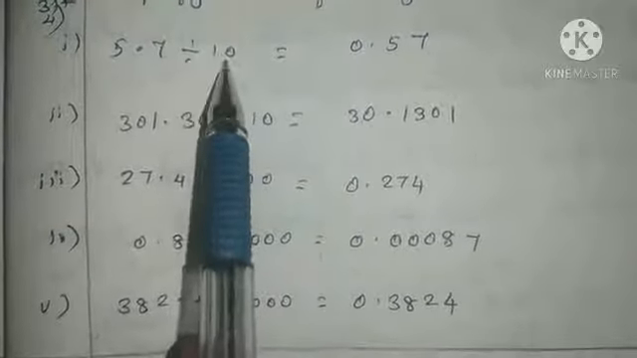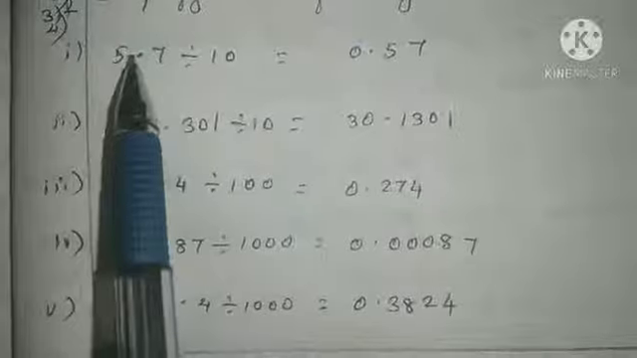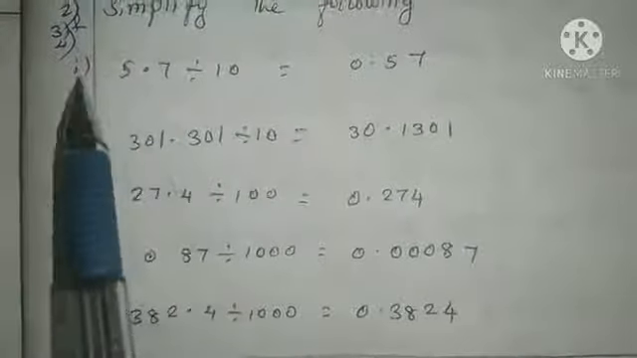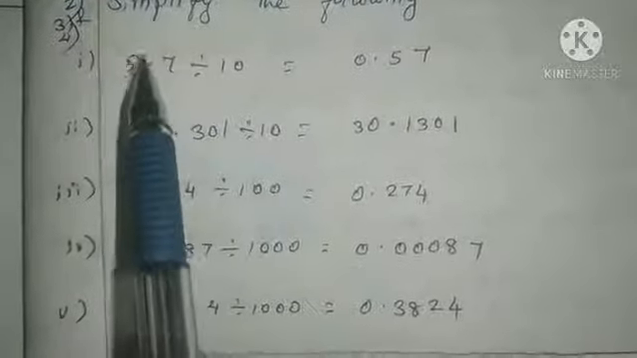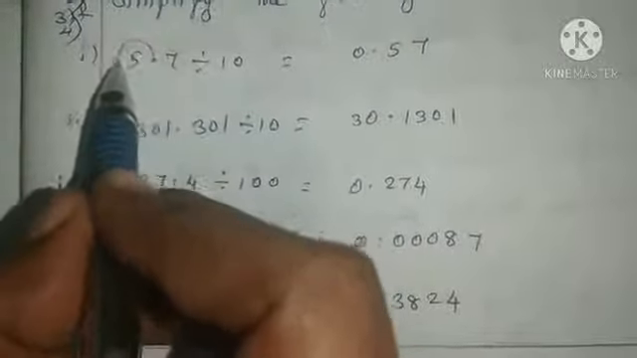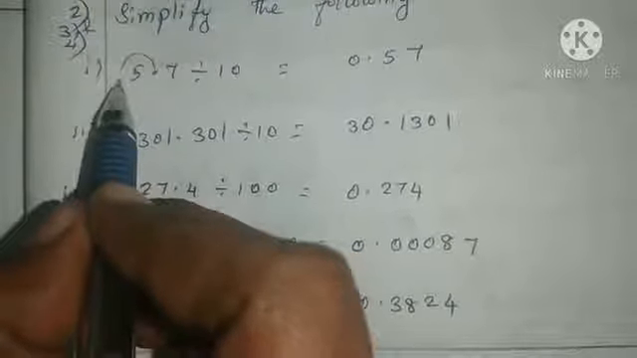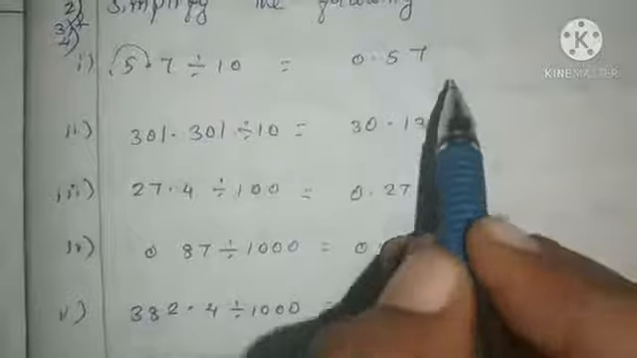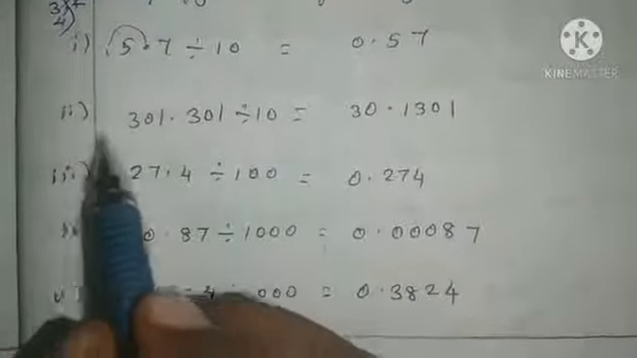Here we are having 1 zero. So you have to move the decimal point 1 place to your left. That is 5.7, this decimal point will move towards your left by 1 place. Then the decimal point will come in front of 5. And we'll get the answer as 0.57. Let's see one more sum divided by 10.